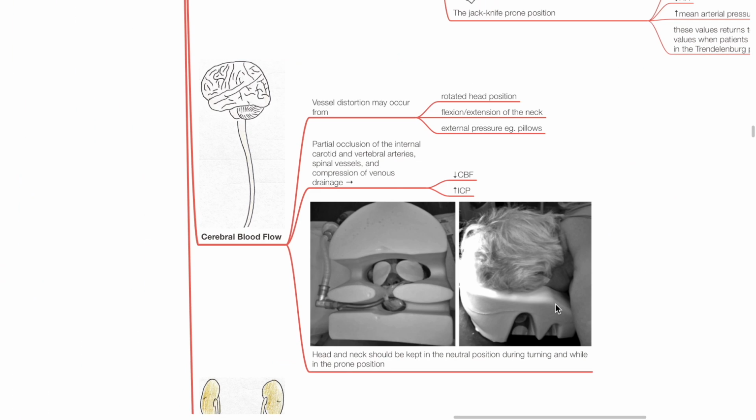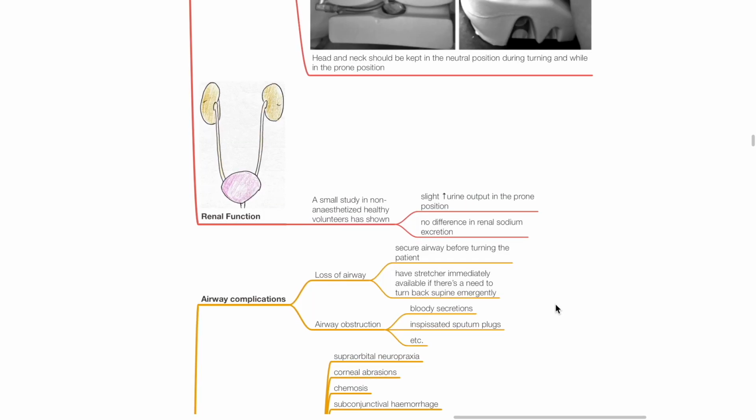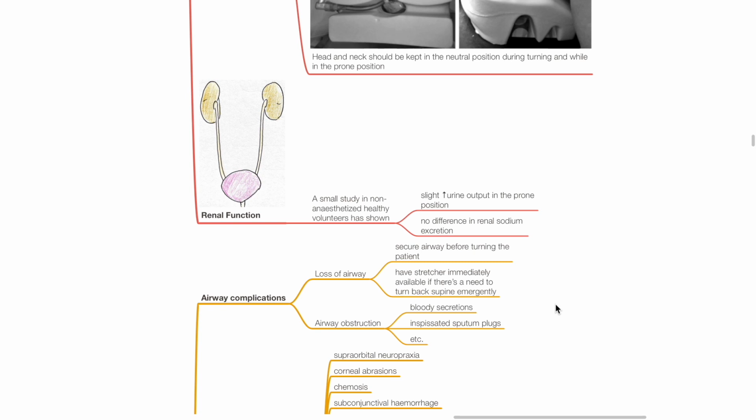Effects of prone position on cerebral blood flow. Vessel distortion may occur from rotated head position, flexion or extension of the neck, and via external pressure. Partial occlusion of the internal carotid and vertebral arteries, spinal vessels, and compression of venous drainage results in reduced cerebral blood flow and increased ICP. The head and neck should be kept in a neutral position during turning and while in a prone position. Effects of prone position on renal function.